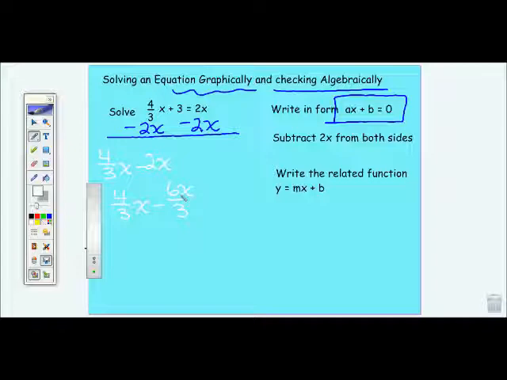2x is the same as 6x over 3, because if I would go ahead and reduce that, the 3 goes into 3 once and 3 goes into 6 twice, and I would end up with 2x. But I need that to be able to subtract. So 4/3 x minus 6/3 x would give me a negative 2/3 x.